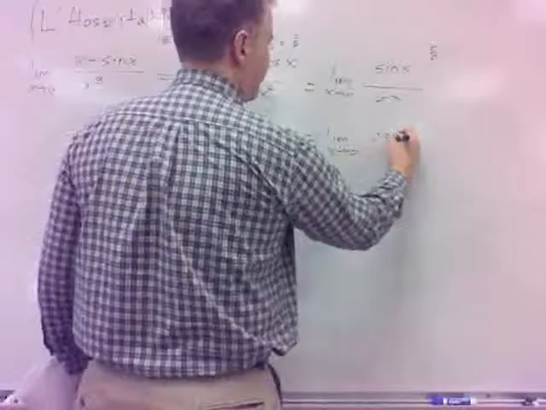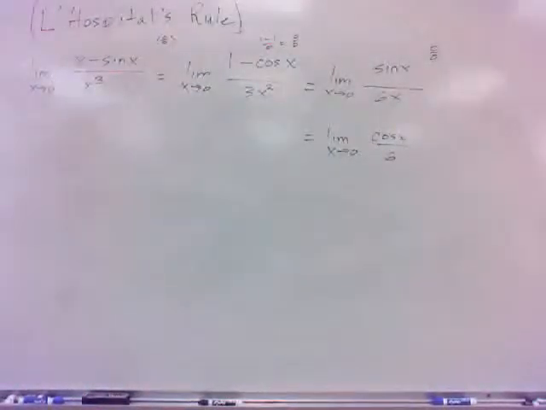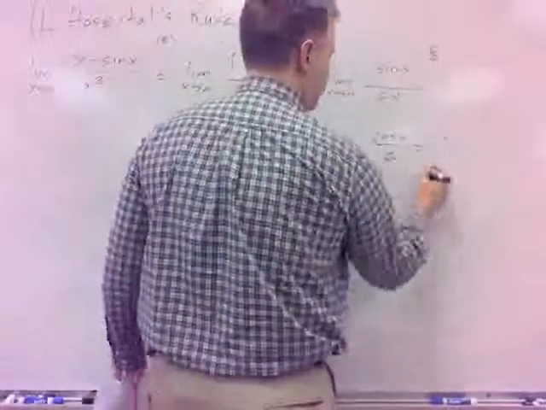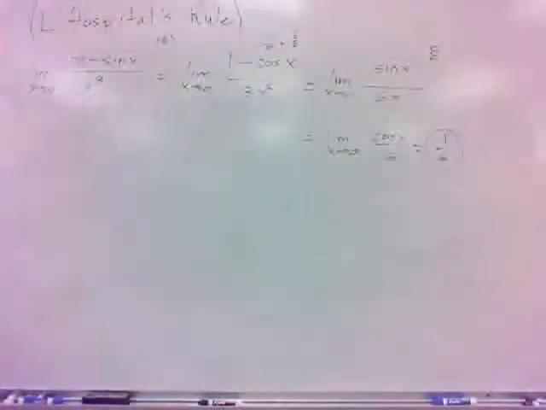That would be cosine of x over 6. Aha! Cosine of x, what does it go to? 1. 6 goes to 6. It's 1/6. The limit of x minus sine of x over x cubed is 1/6. Probably would not have guessed that if you'd looked at that. So yes, you can do L'Hopital multiple times so long as you've got an indeterminate form, 0 over 0 or infinity over infinity.